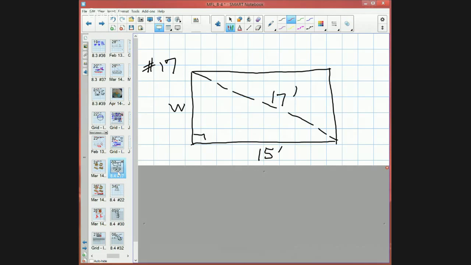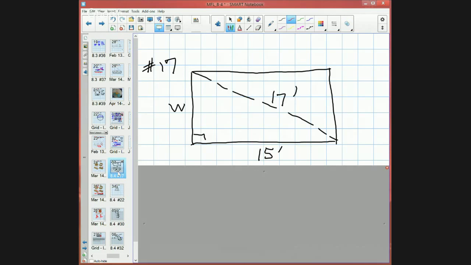Okay, let's take a look at number 17. 17 says we have a rectangle that has a diagonal 17 feet long. Okay, I've sketched that for you here. Remember what a diagonal is? When you connect 2 non-consecutive vertices. And the length of the rectangle is 15 feet, which I wrote in. You are supposed to find the width. So I just temporarily called that W.